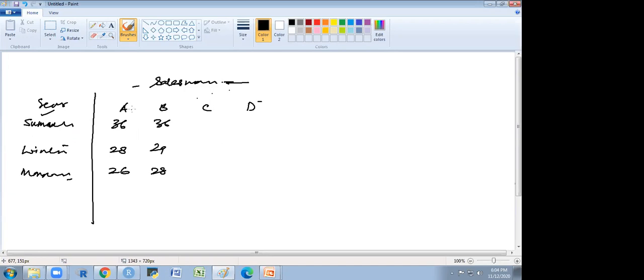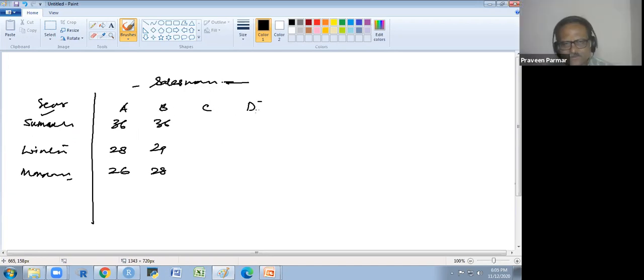Do the salesmen significantly differ in their performance? First thing. Yes, sir. And the second we could see here, is there significant difference between the seasons? So we approach 2 hypotheses here. Okay, so that is the way. And the calculation is a different thing.